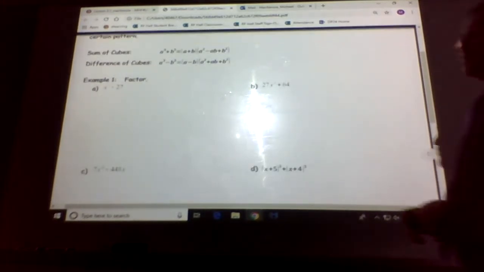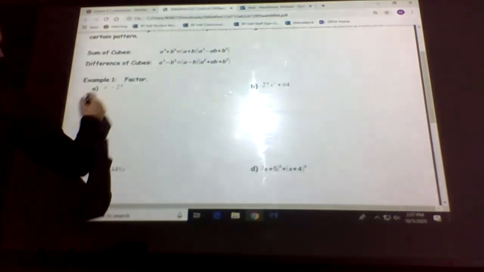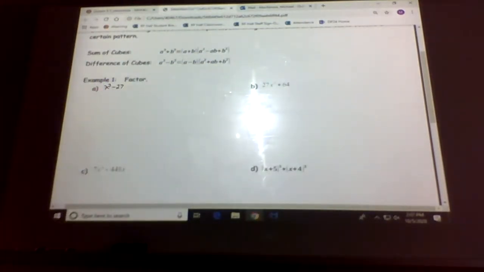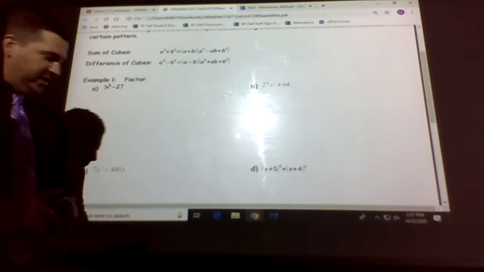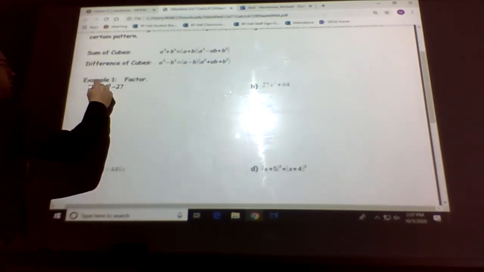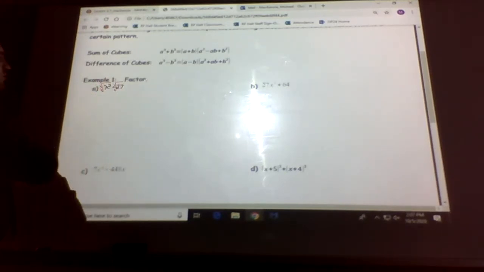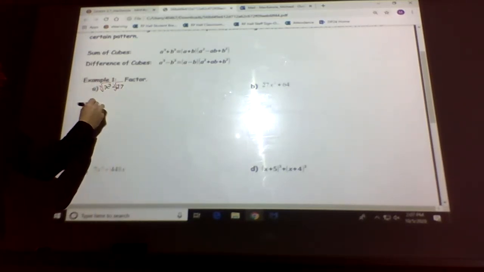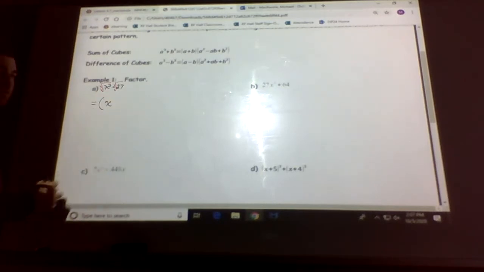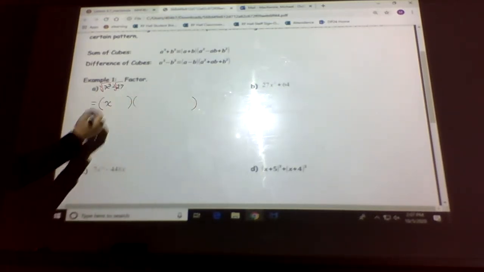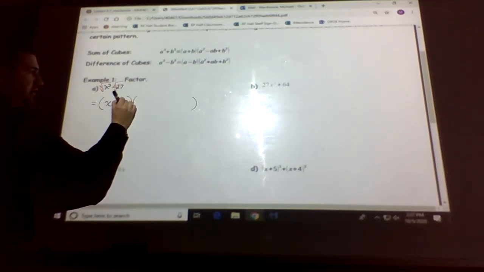Okay, so the first one says to factor x cubed minus 27. What you're going to do is cube root each term. When you cube root x to the power 3, you get x. When you cube root 27, you get 3.